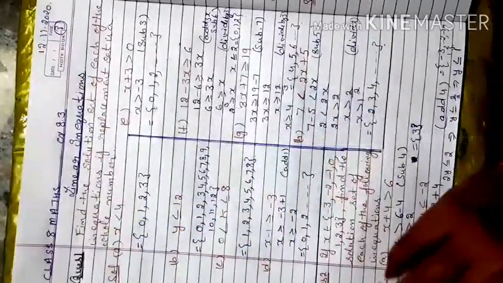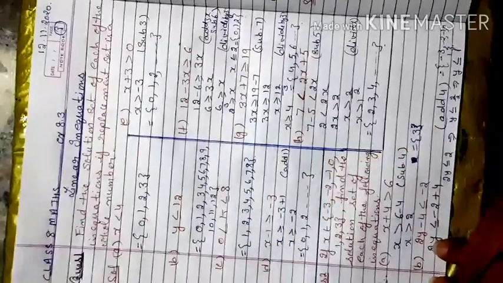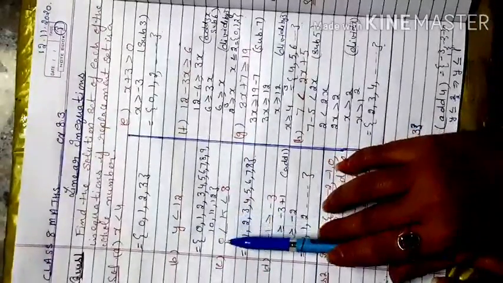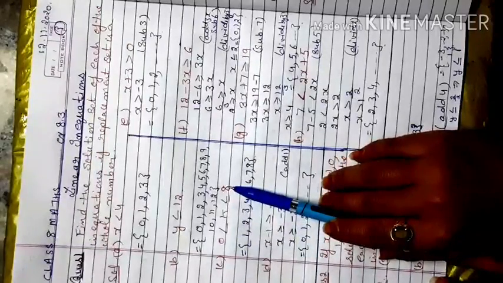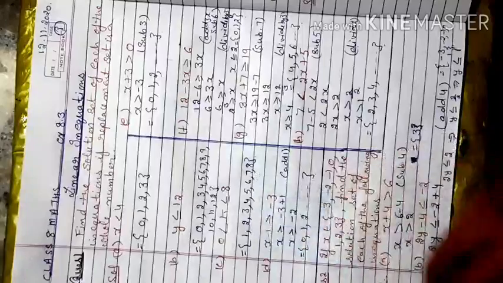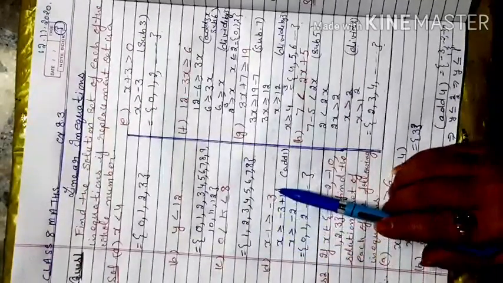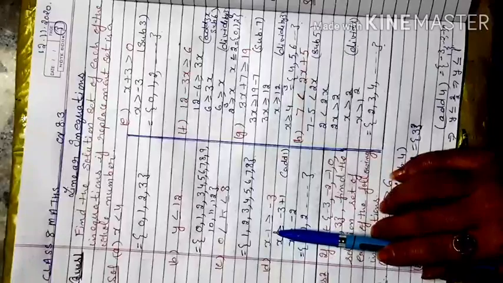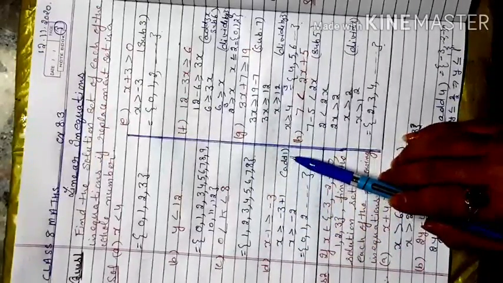Similarly, y less than or equal to 8 means all values from 0 to 8 will be included. 0 is included, and 8 is included in the whole number universal set. So that means 0 to 8, all values will be included. If there is x minus 1 greater than or equal to minus 3, when one shifts it to the other side, the sign will be changed, and I have to write here add 1.